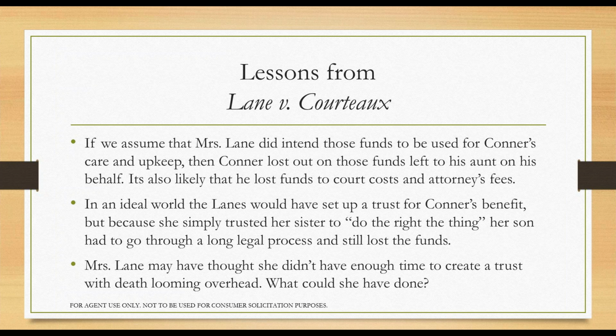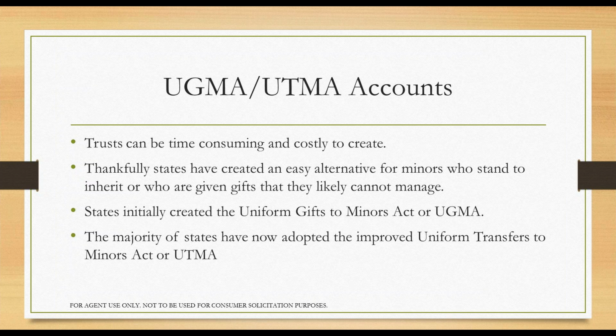So instead of naming her sister as the direct beneficiary, what could she have done in the alternative? Well, one of the things that she could have done was to use the UGMA or UTMA rules. In Illinois, it's UTMA, the UTMA rules to her advantage. Because it can take a long time to create a trust, you can use a custodial account. UTMA is a custodial account as a quick and easy way to have funds directed for the benefit of a minor, but still have an adult be able to exercise control over those funds.